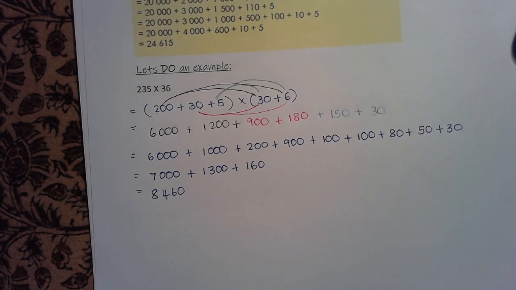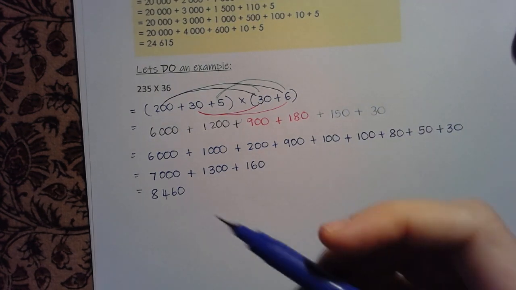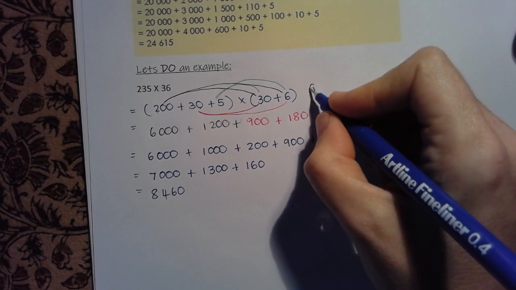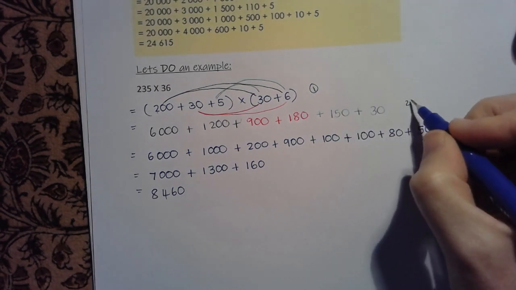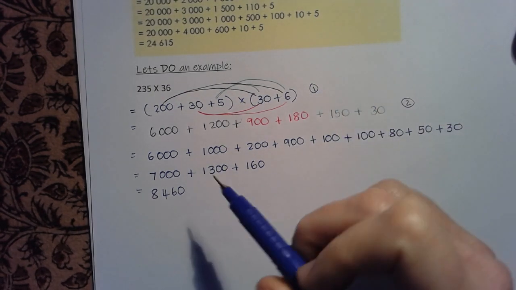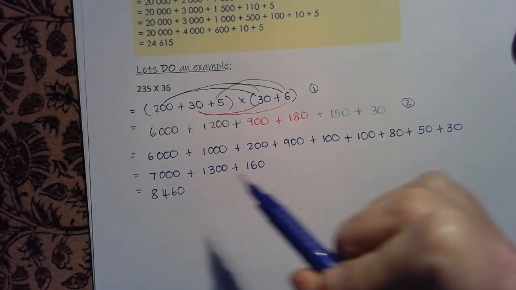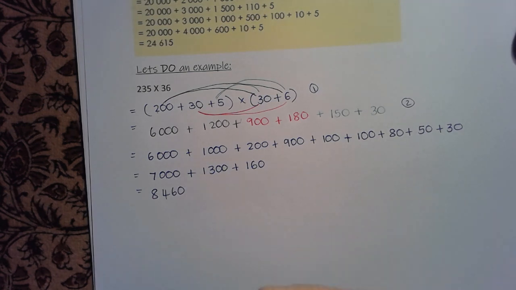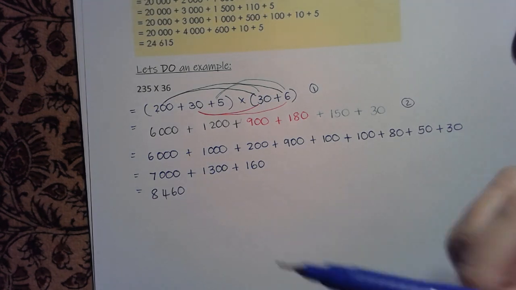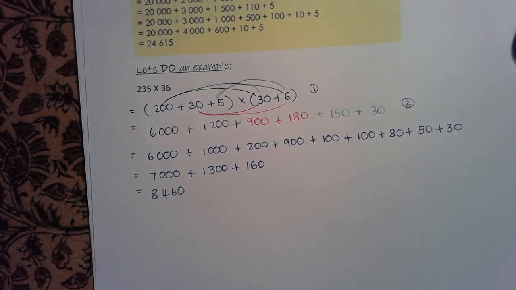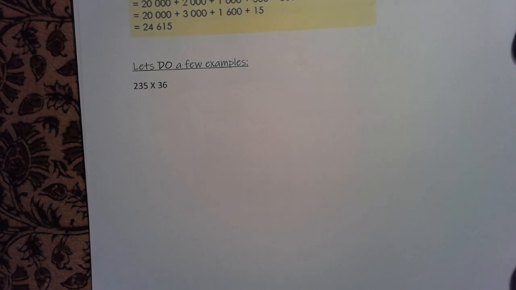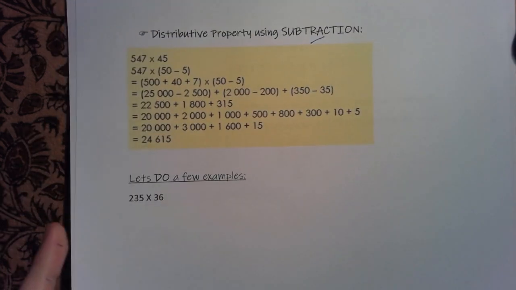Remember to use the steps that we've been following. So first of all, break up your number, then write your answers out, and then you can group your numbers according to the place values, thousands, hundreds, and tens, and then you add them together. Okay, so now we're going to look at using subtraction.